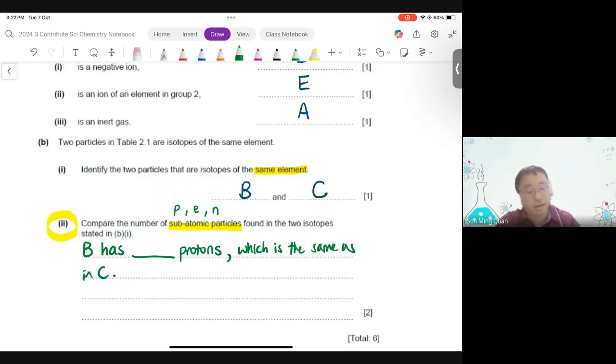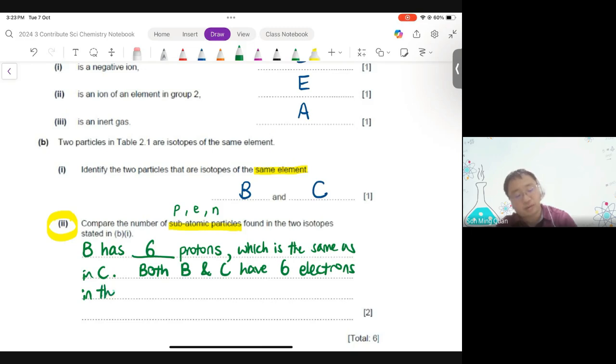So I'm sure you can quickly write B has 6 protons, which is the same as C, right? So when we are comparing, we don't just give differences, you must also give the similarities. So protons is the similarity, right? Both have 6 protons. Both B and C have 6 electrons as well. If you want to add on, you could say in their shells.